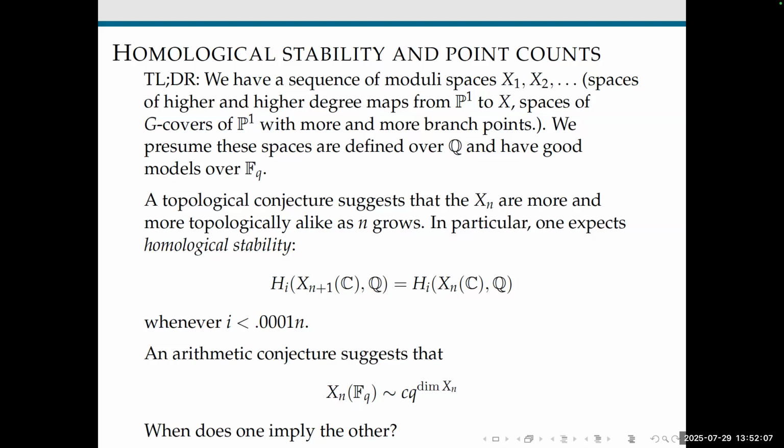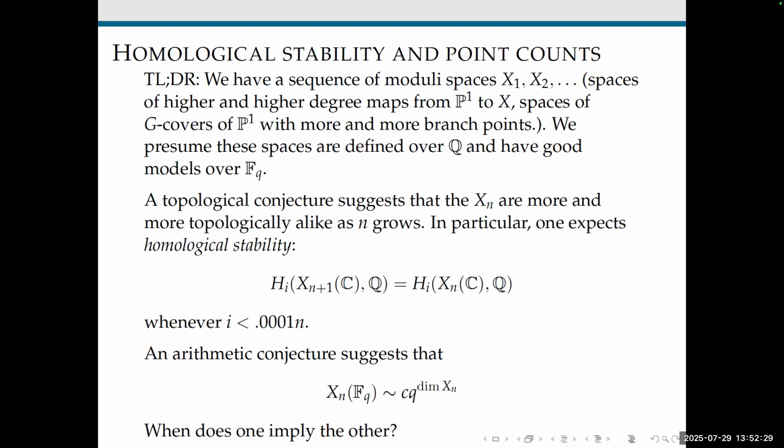I'm going to say that what I mean by the fact that these spaces get more and more alike is that their cohomology converges to something. Actually, I think on the slide I have homology, so let me say homology. And not even all of their homology, but just their homology with rational coefficients. I know the real homotopy theorists think I'm a weakling for restricting to this, but this is natural in this setting.